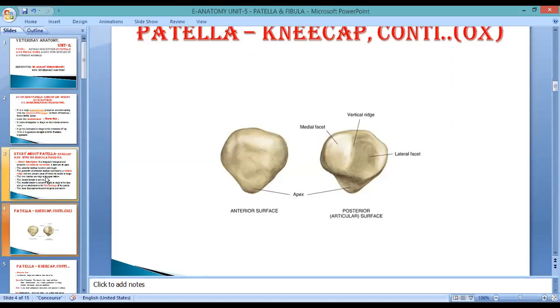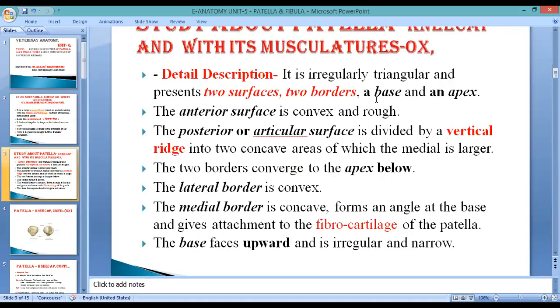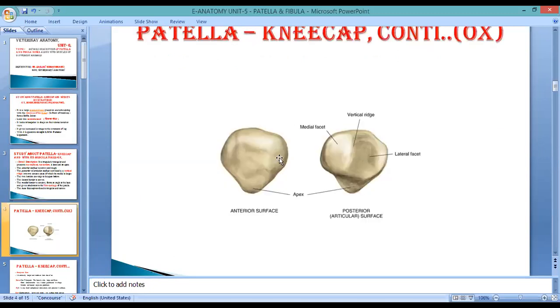Two surfaces, two borders is clear, now base and apex. This posterior part from here to here forms the base, and the anterior part, which is clearly triangular inside, is known as the apex. So for description, the patella contains two surfaces. This is the anterior surface we have completed, this is the posterior surface, and two borders. This is the medial border, and this is the lateral border.